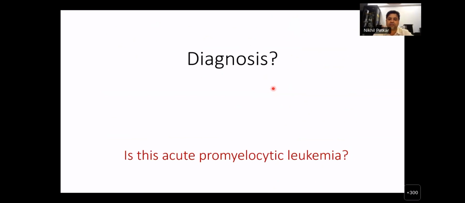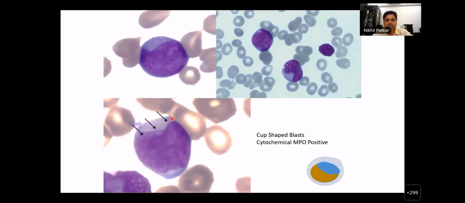So the key thing to note here, is this APL or not? So look at the flow cytometry. It is CD13, 33 positive, 117 positive, but it is negative for CD34 and HLA-DR. So the flow cytometry here can trick you into thinking that this is an acute promyelocytic leukemia. But the fact is it is intensely MPO strong and the morphology is very, very unique, okay, of having cup-shaped blasts. So based on that, we don't think that this is an APL. So these cup-shaped blasts are very unique.